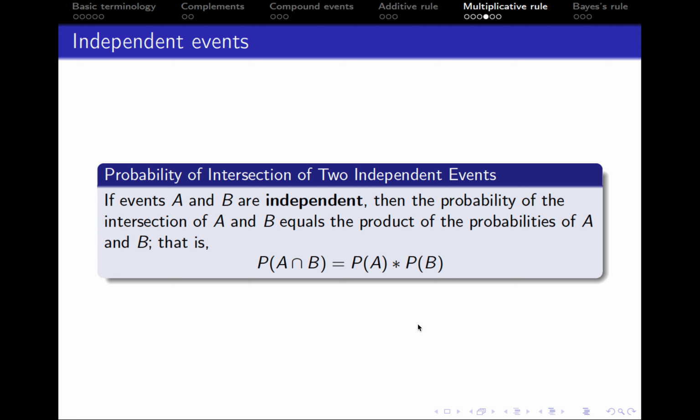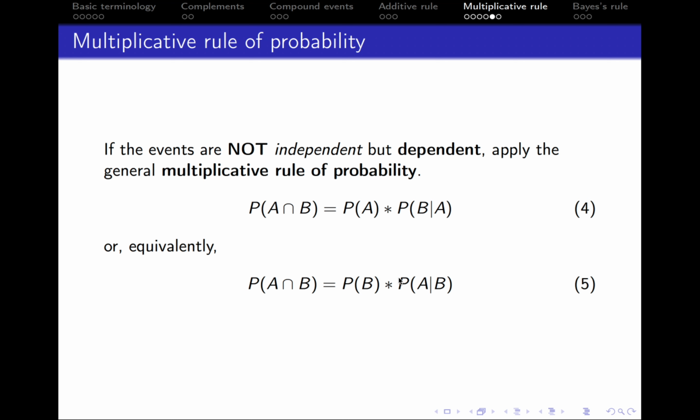And if the events are independent, we can use this formula to calculate the probability of their intersection too. We've already seen this formula when we discussed compound events, the intersection of two events. As you can see, that formula only works in the case of independent events. So the probability that events A and B happen at the same time is just the product of the two individual probabilities. However, it might happen that events will not be independent but actually dependent.